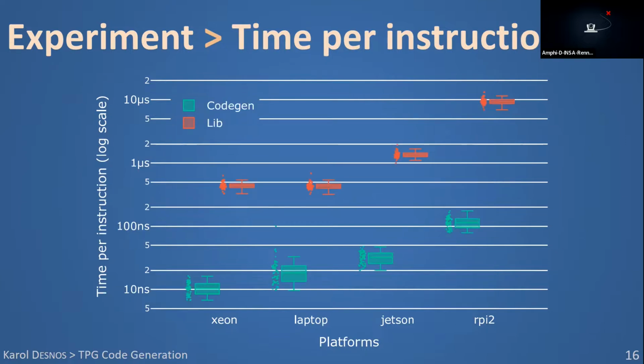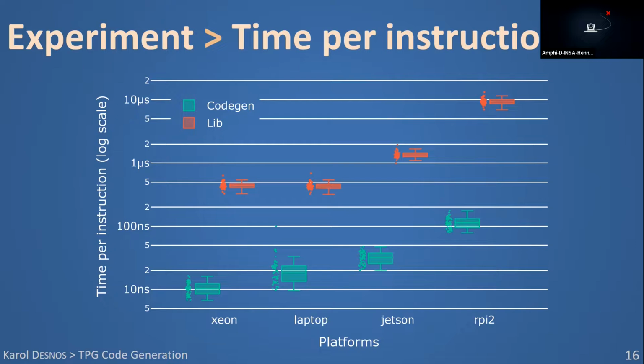And here we have 2 figures presented for each platform. We have in green the inference time with the generated C code, and in red the inference time when you run the inference within the library. And why are these results very interesting? First, because the time it takes to run any instruction is very small. It is less than 10 nanoseconds on a high-end CPU, and a bit more than 50 nanoseconds on a low-end ARM core. So this is quite fast.